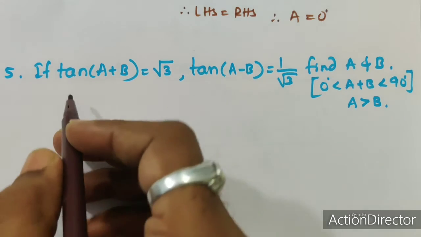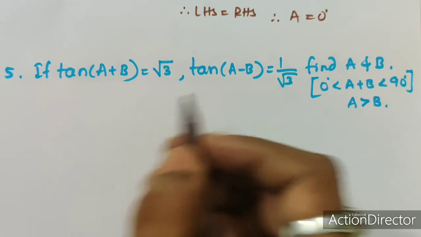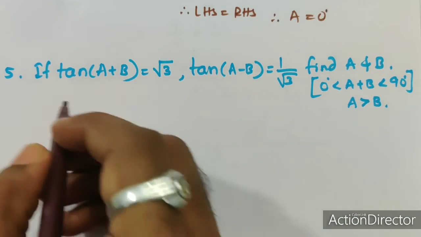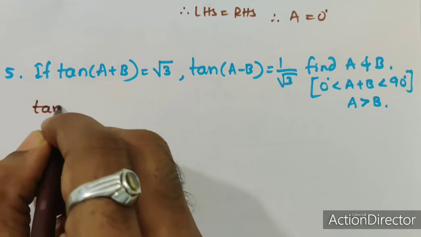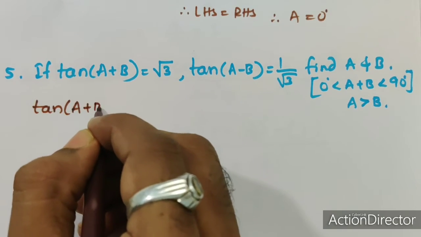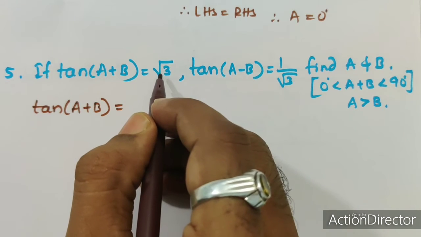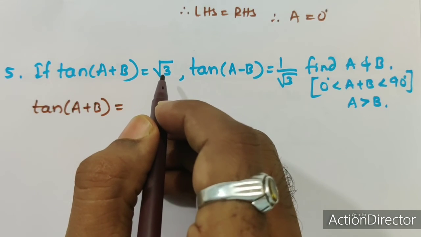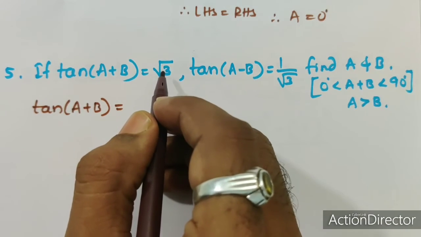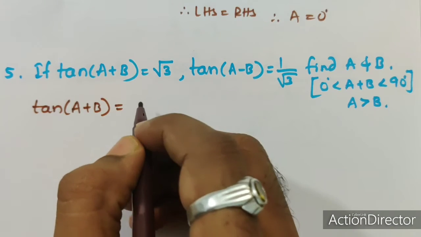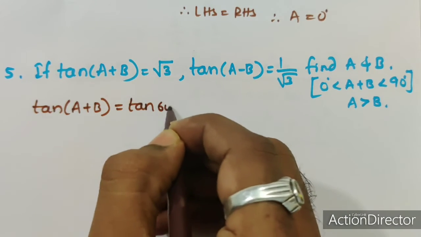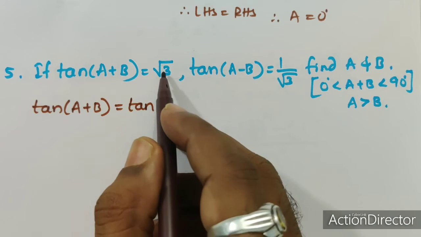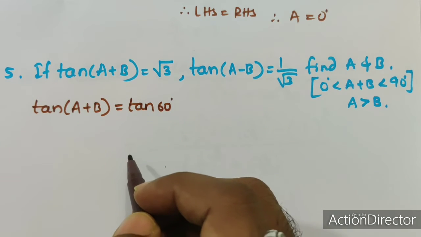Now I'll take this statement and this statement separately. First, using this statement, tan(A + B) equals root 3 is given. Root 3 is the value of tan of which angle? Root 3 is the value of tan of 60 degree. If you check the table, root 3 is tan 60.